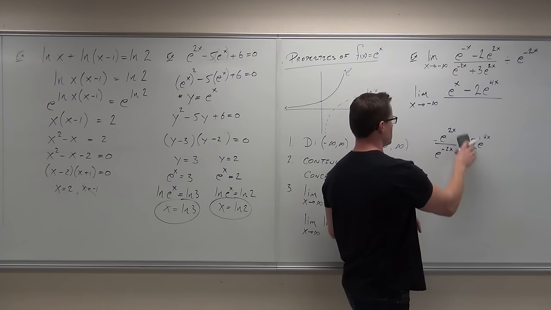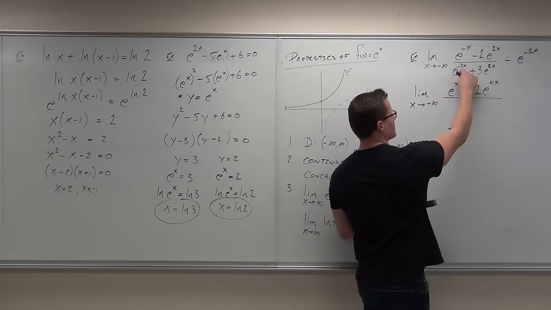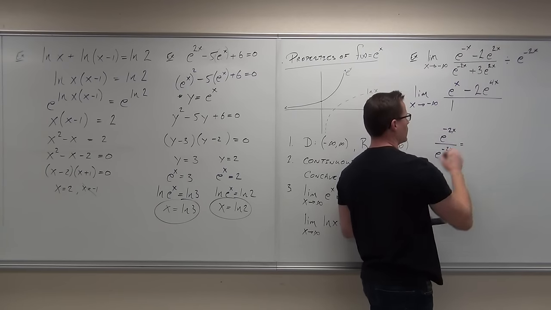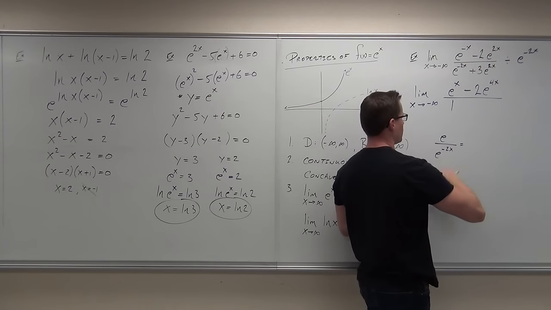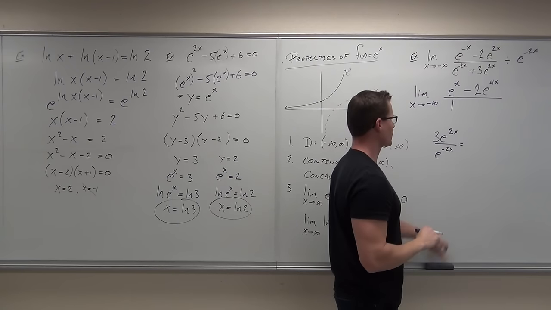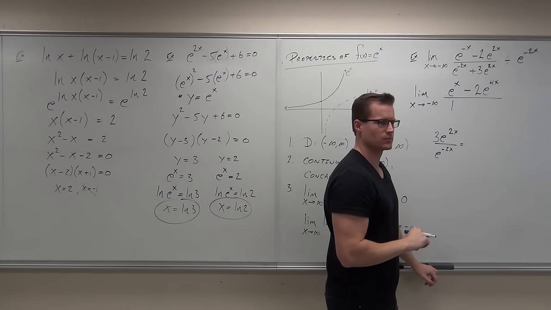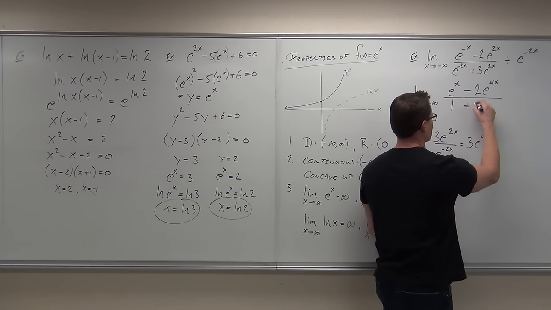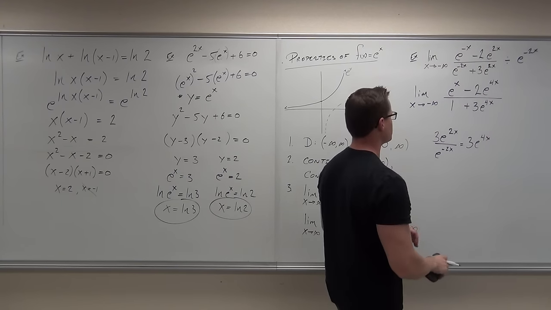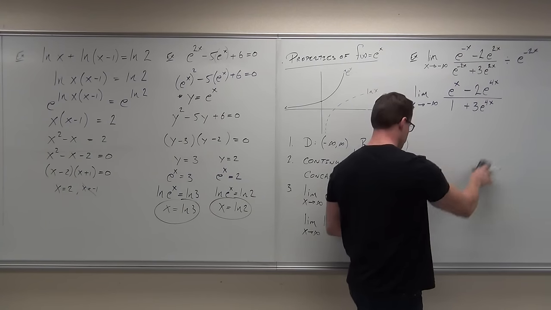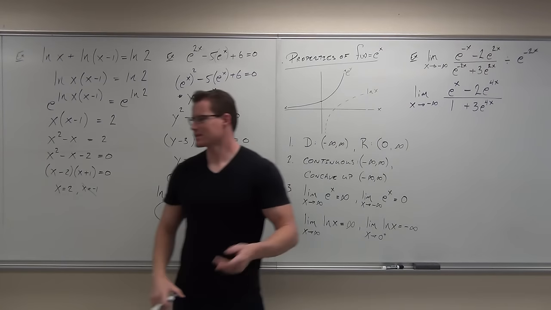Now, this one should be easy. What happens when you take something and you divide it by itself? How much is that? I love that one. This is 1. And lastly, if we have 3e to the 2x, what's that going to give us? 3e to the 4x. Okay. Well, that makes it at least a little bit more manageable.